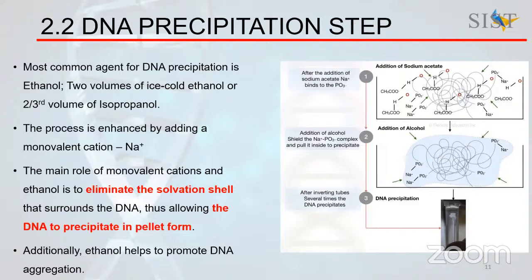And the addition of ethanol will shield the Na plus PO4 minus complex, and it will pull it inside the precipitate. So after inverting the tubes, which have the aqueous layer of the cell lysate, the DNA will precipitate in cloudy form. All right. So this precipitate is very small. It'll be harder to see it for the first time, because the DNA is precipitated in strand-like form. Okay.